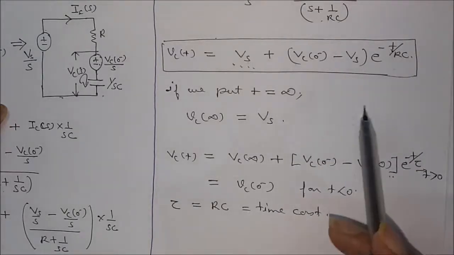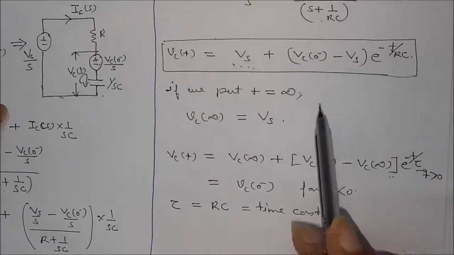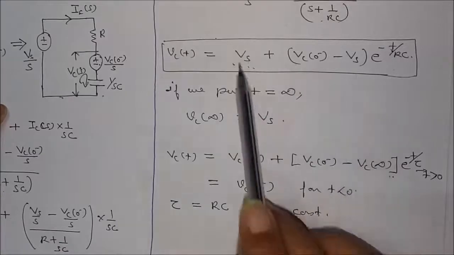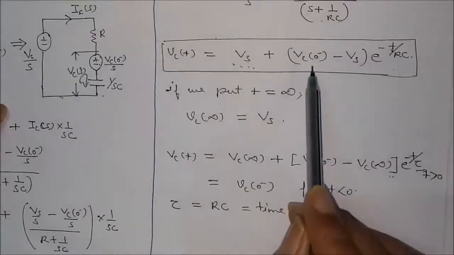So the transient response will be Vc0 minus Vs bracket e to the power minus t by RC. Next one, if someone is asking what the forced response is, then what is the meaning of forced? That is only due to the supply voltage, and the initial condition must be equal to 0.